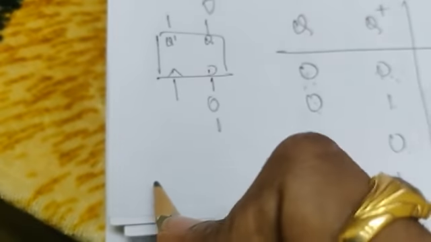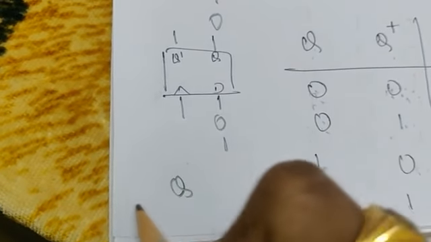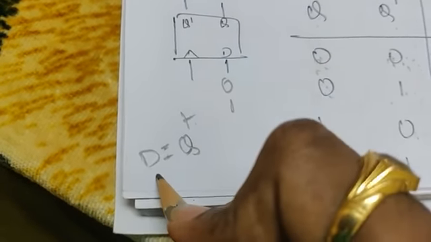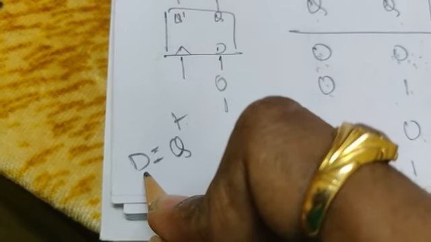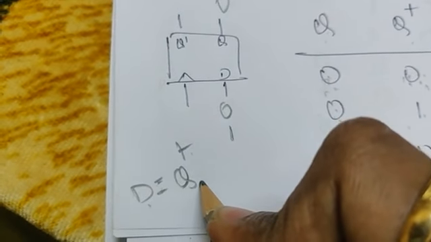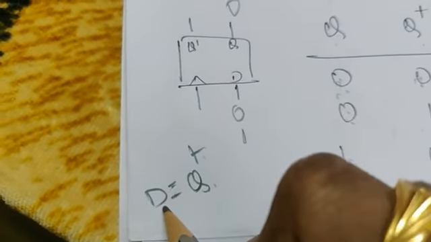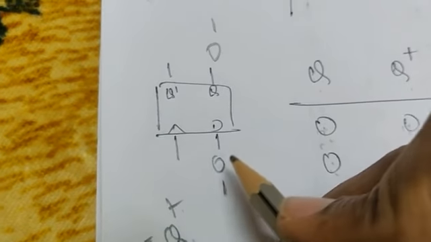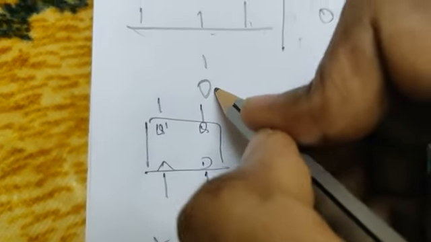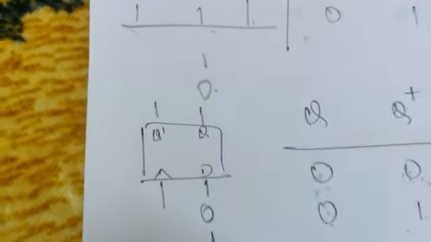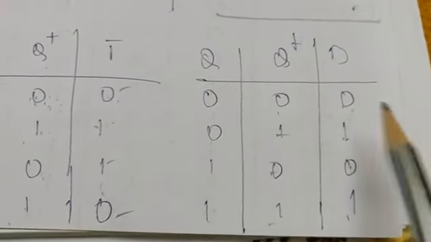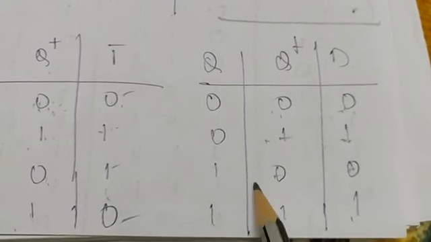So we can write it as D is equal to Q plus. Whatever the value of D, that will be the output. So if D value is 0, the output Q plus is 0. If D value is 1, the output Q plus is 1. If you pass 0, you are going to get 0. If you pass 1, you are going to get 1. That's it. This is as simple as that.